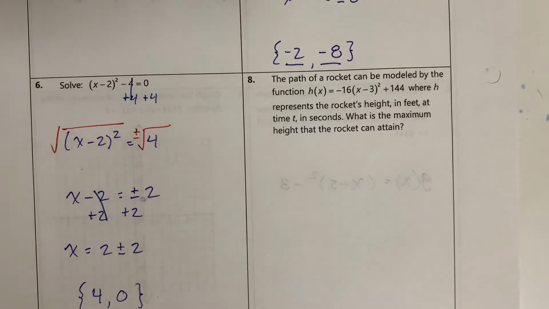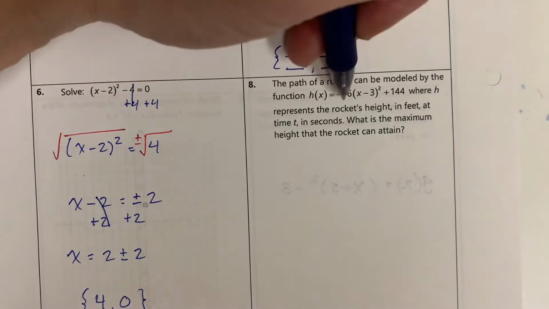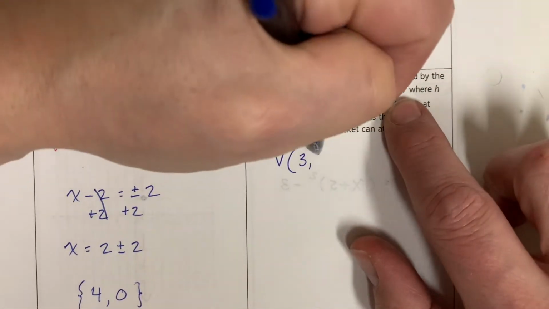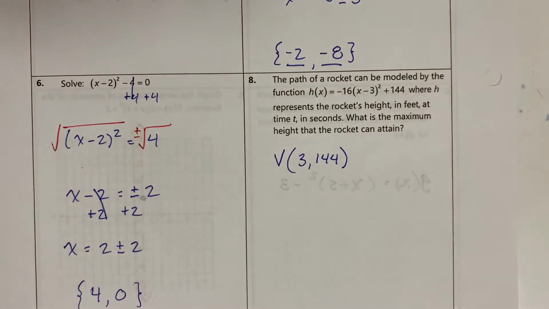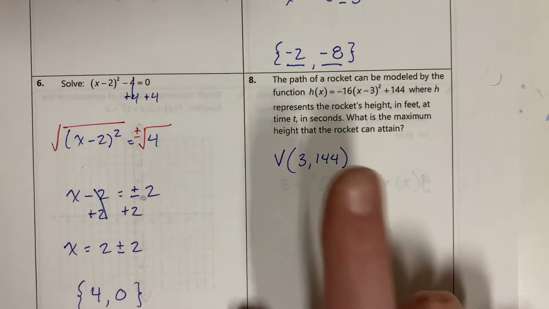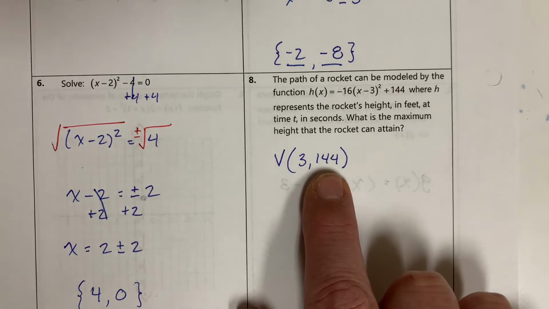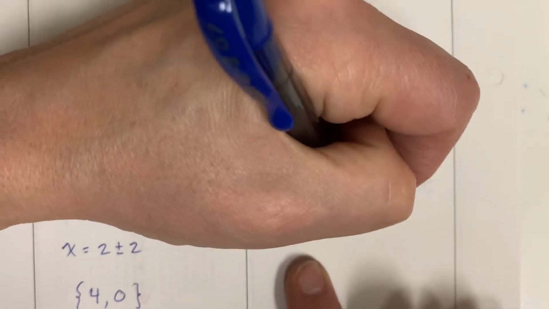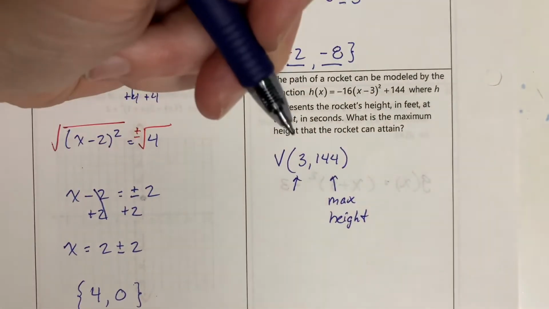For number 8, it says the path of a rocket can be modeled by the function h of x is equal to -16 times x minus 3 squared plus 144, where h represents the rocket's height in feet at time t in seconds. What is the maximum height that the rocket can attain? The vertex of this function can be found at +3, 144. What that means is the vertex, this number, the 144, is the maximum height that it can have. So that's the max height. The 3 refers to the time it takes to get there.